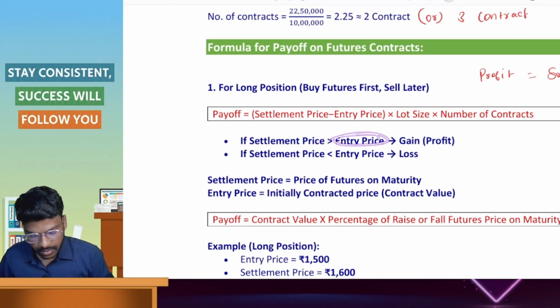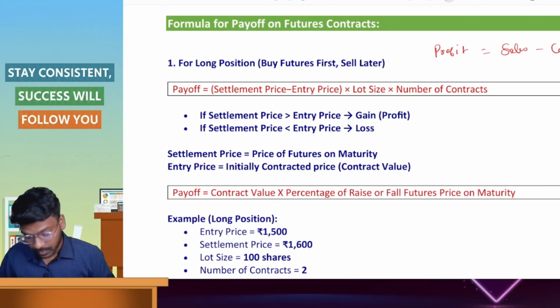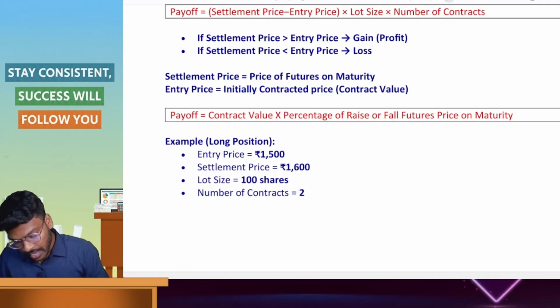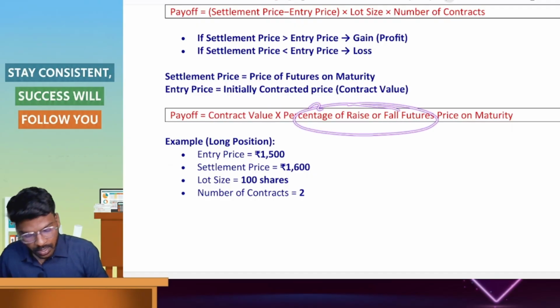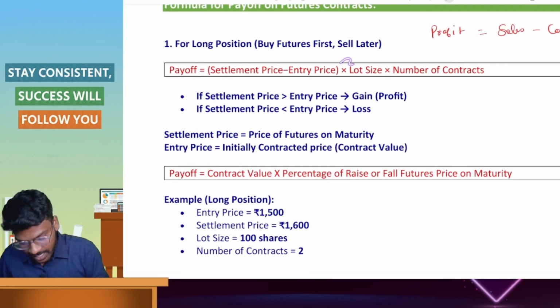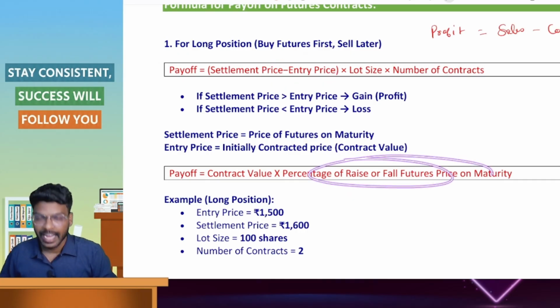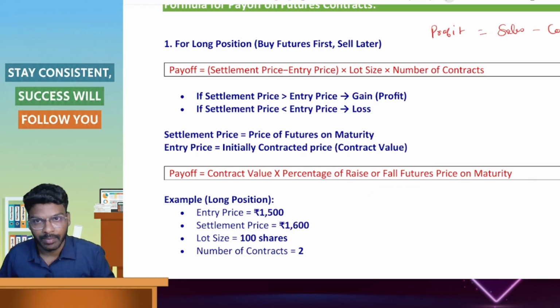If my cost is less than my selling price, I will get a profit. If my selling price is less than the cost, I will get a loss. I think you have understood the concept clearly. Next, payoff is also computed when the percentage is given in the question. Sometimes in my examination, ICAI gave the settlement price and also the percentage of rise and fall, and I was confused. Last 6 marks in the examination.